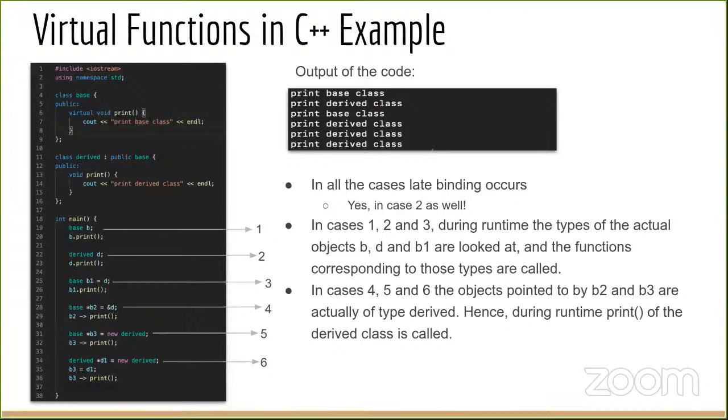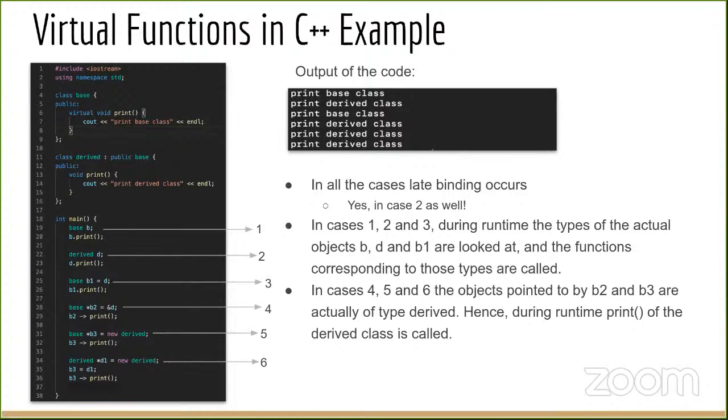Okay, so this is the exact same code as we had in the previous slide. Here also we have all the 6 cases, and I'll be going through each of them. First of all, the first thing to note is that both of the print functions here are virtual, as I explained earlier, and hence all of these print function calls are going to be bound at runtime, because the compiler understands that they are being used to call some virtual function, so it decides that late binding would take place.